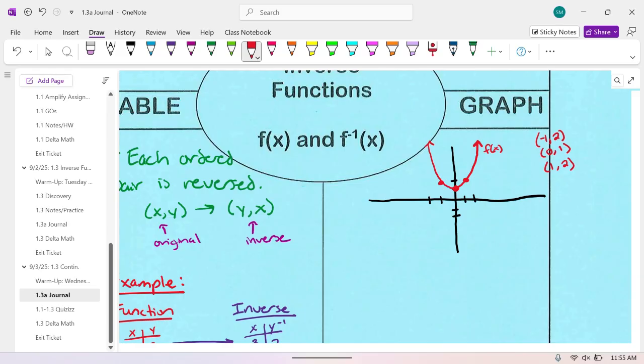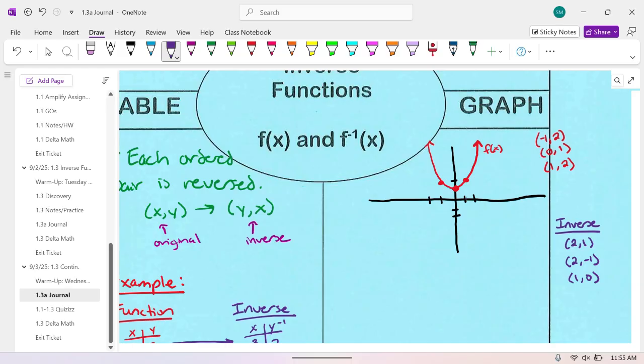Now, if those are the points connected to f of x, that means the points of my inverse graph will be what? Someone raise your hand and tell me one point. Layla. Say it one more time. (1, 2) is one of them. What's another one? Oh, wait, not (1, 2). (2, 1). Yeah. I knew what you meant. (2, -1). Good. And then what's the last one? (1, 0).